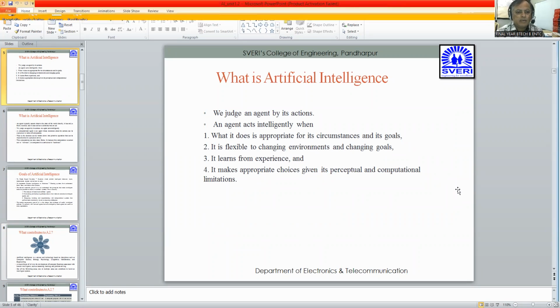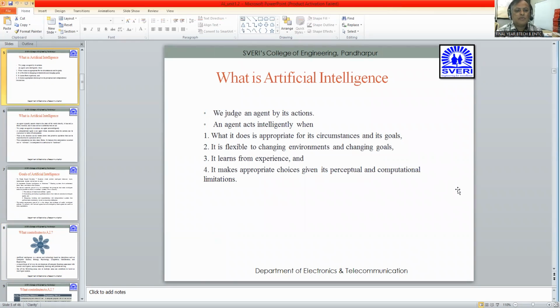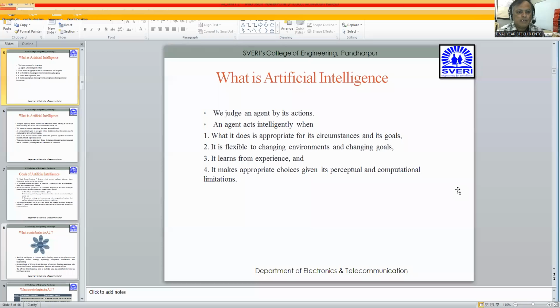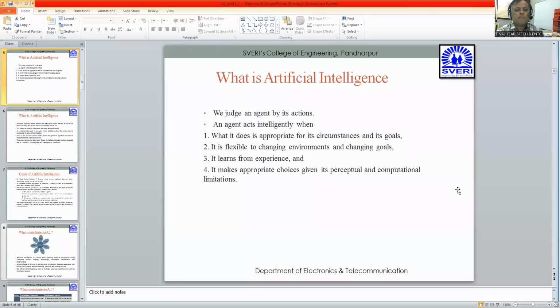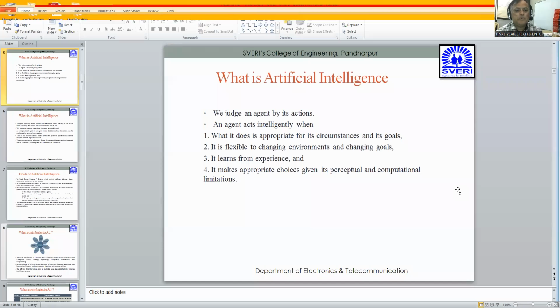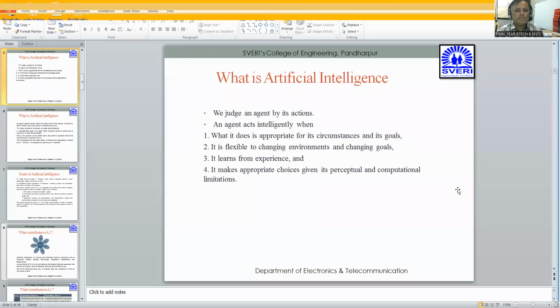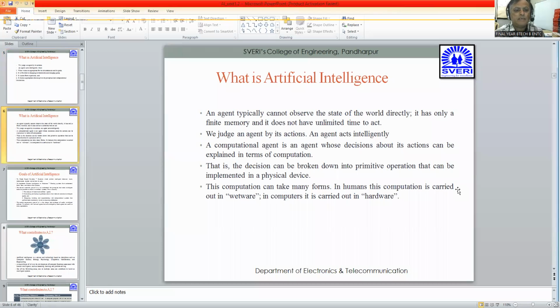It should be appropriate for its circumstances and its goal, flexible to changing environments and changing goals, and it learns from experience and makes appropriate choices, even if there are computational and perceptual limitations. So these are the things we have seen about an agent. Now, an agent has only a finite memory and does not have unlimited time to act. It can be judged by its actions. A computational agent is an agent whose decisions about its action can be explained in terms of computations.